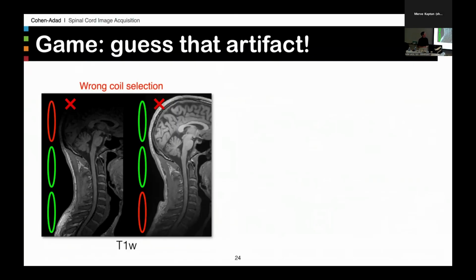So people, I think, instead of downloading the generic protocol and then running it, or maybe it was on a GE system where you have to actually select the coils, the coil selection was incorrect, and so they basically forgot to activate this element and that element. If you have no coil, you have no signal.